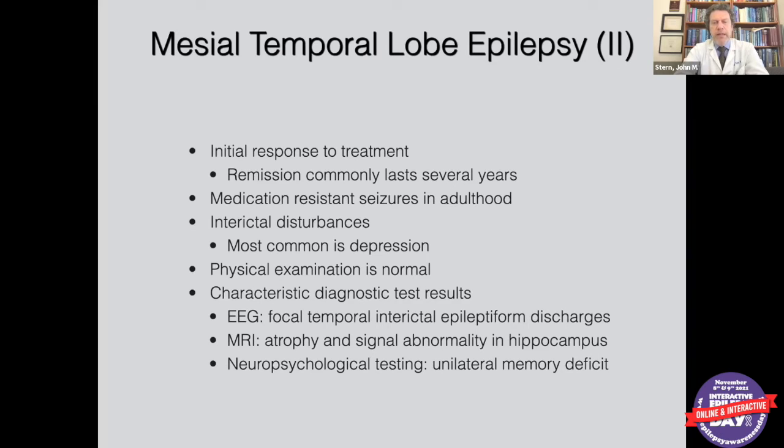And the EEG and the MRI show the regions I just showed you in terms of problems, and cognitive testing, what's called neuropsychological testing, can show particular weaknesses in memory that refer to that one region in the brain. We can do cognitive testing that indicates what type of memory problem is present and whether it has the same location in the brain as where we think the seizures are occurring.